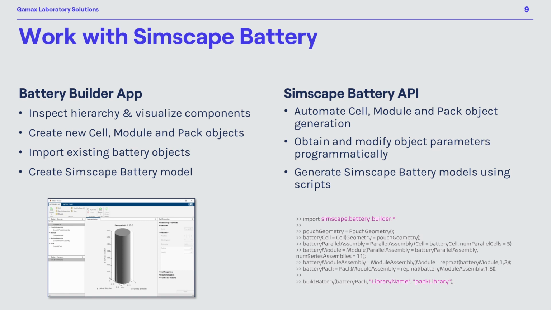On the other hand, with the API, you can create automated scripts to create and generate cells, battery modules, or battery packs. And you can also obtain and modify object parameters programmatically. So it gives you high flexibility and a high level of automation. And of course, you can generate Simscape battery models using scripts there. So based on your choice, you can decide which one you prefer, and which one you would like to implement in your workflow.